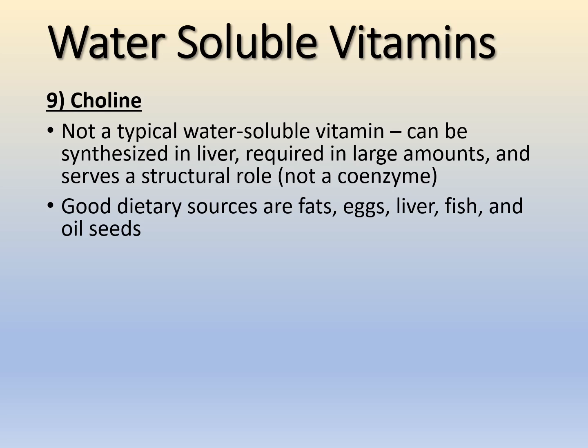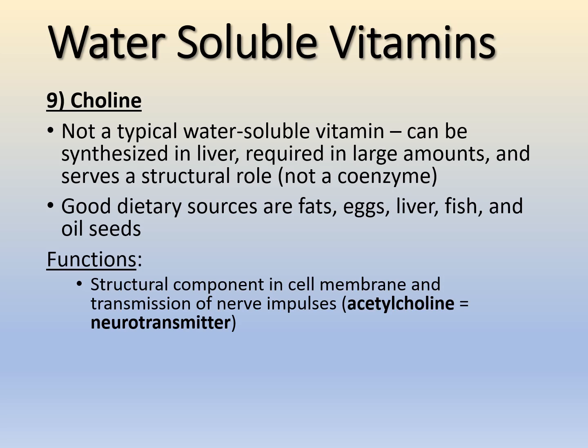So now let's talk about choline. So it's not your typical water-soluble vitamin. So it's not a B vitamin. It's not a coenzyme. It's a structural component. And it can be synthesized in the liver. So we actually require it in quite large quantities in comparison to our other vitamins. And we do find some good dietary sources of choline in fats, eggs, liver, fish, and oil seeds. So lots of good dietary sources, and we can synthesize it.